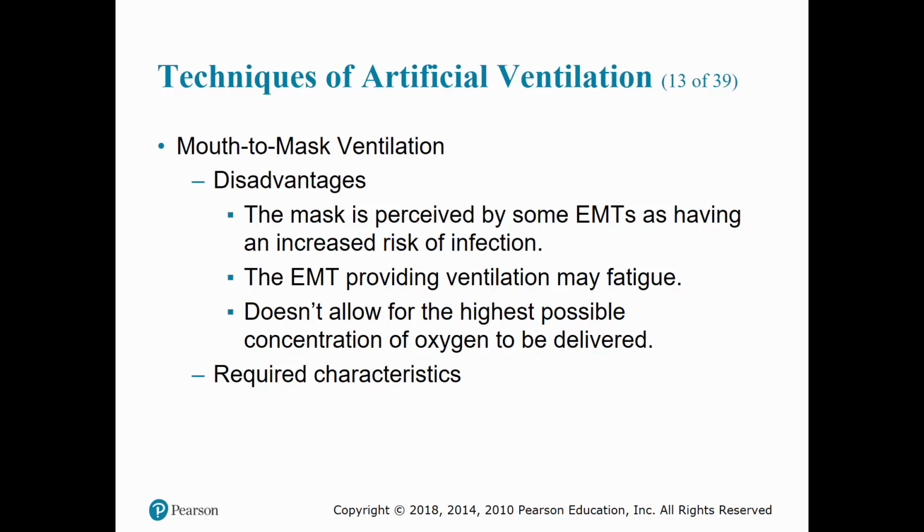The mask used to ventilate the patient should also have these characteristics. It should be made of a transparent material to permit the detection of vomit, secretion, blood, or any other substance that may be in the patient's mouth. It should also be able to fit tightly on the patient's face and form a good seal. It should also have an inlet to allow for high concentration oxygen delivery up to 15 liters per minute, and it should be available in one average adult size and additional sizes for infants and children.